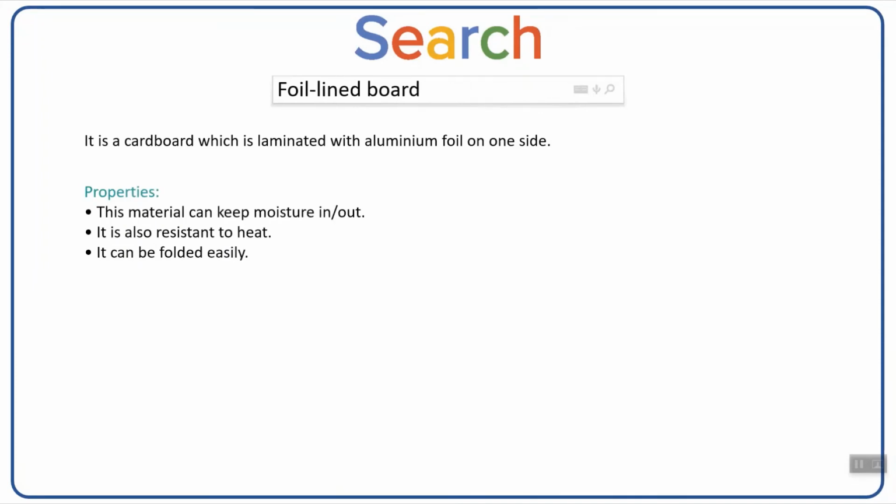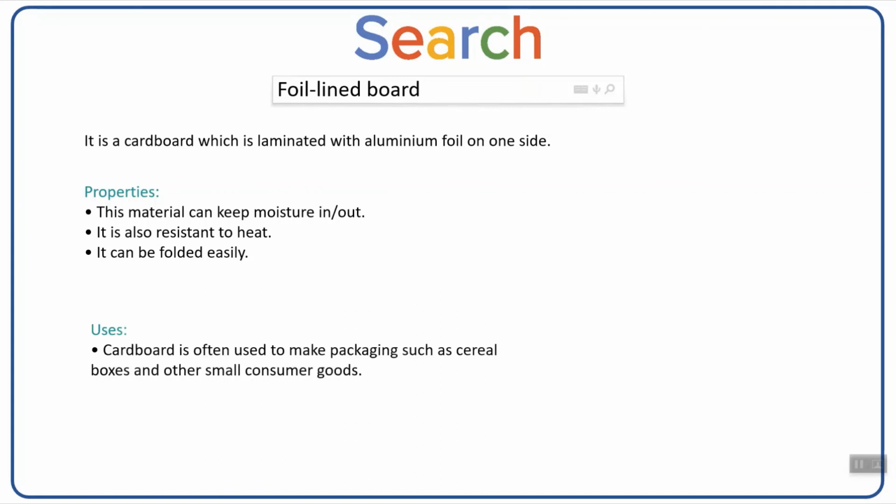Foil lined board. So it is a card which is laminated with an aluminum foil on one side. So this gives the material the property of keeping moisture in or out. It is also resistant to heat. It can be folded very easily. So these types of boards are used for making packaging such as cereal boxes and other small consumer goods.